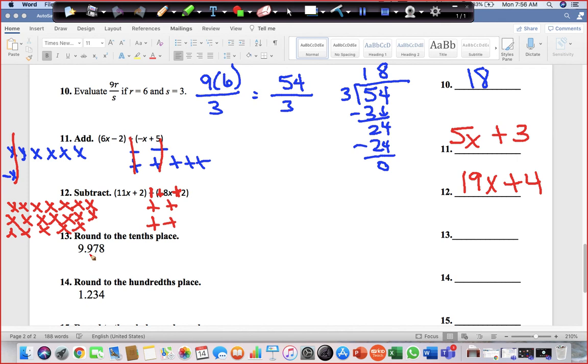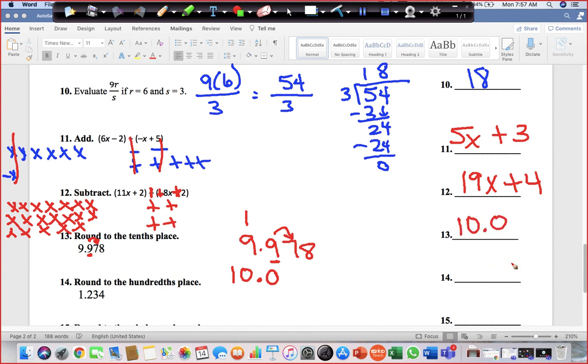Okay, number 13, we are rounding to the tenths place, so I'm going to underline the tenths place and look at the number behind it. That 7 is enough to bump the 9 up, so what will happen is the 9 will bump to a 10. If the 9 bumps to a 10, we can't put two numbers in one spot, so we're going to have to move the 1 over to the next place value, so then we have 1 plus 9, and that equals 10. So 9.978, or 9 and 978 thousandths, will round to the tenths place to 10 and 0 tenths.